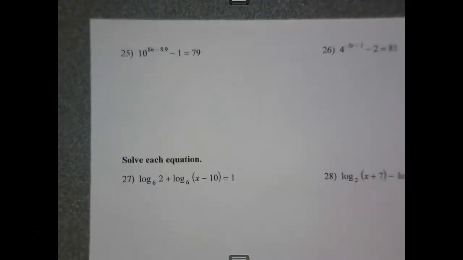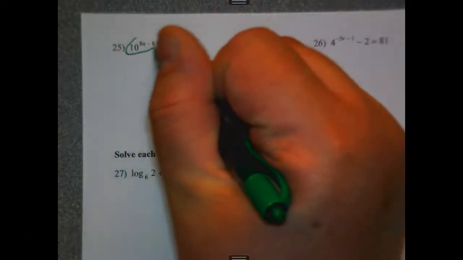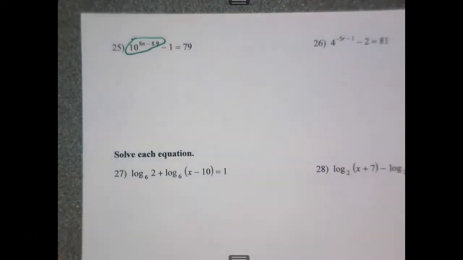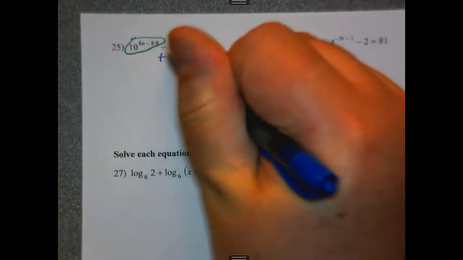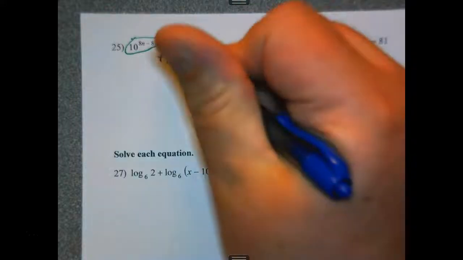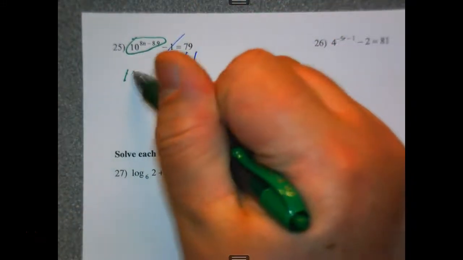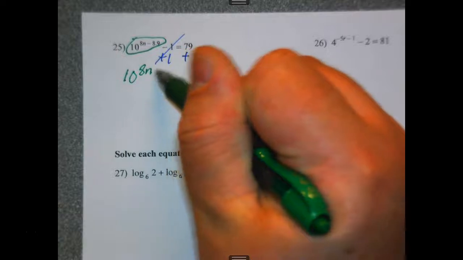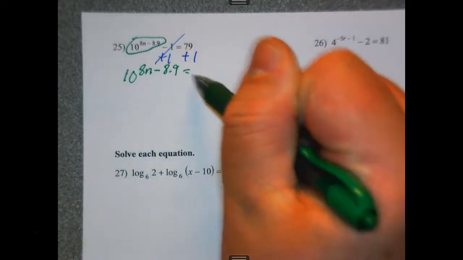Last page. Okay, I want to solve for, what is it, n? So I want to get the term by itself. So I'm going to add 1 to both sides. Congratulations. So I have 10 to the 8n minus 8.9 equals 80.